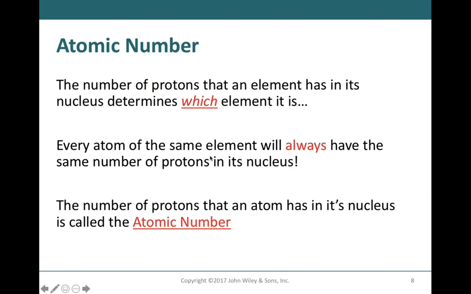So the amount of protons that we have in our nucleus, again, is called the atomic number. That's what we're referring to. And the atomic number tells us which element our atom is. So we should say it that way: the atomic number is telling us which element our atom belongs to.